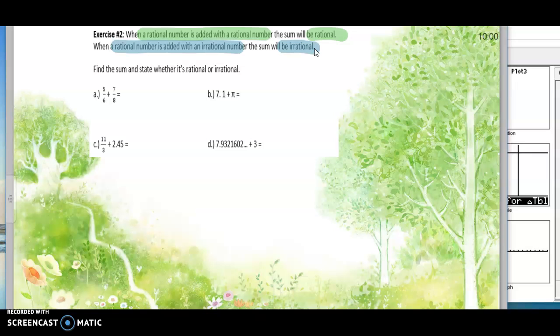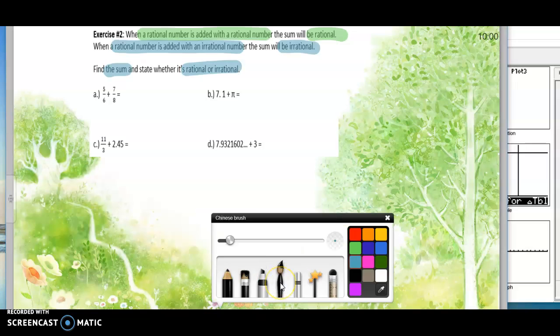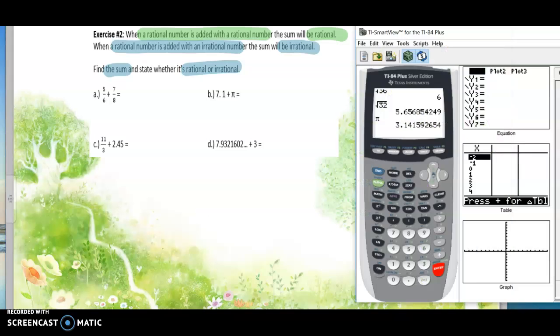So here we go with two fractions. We want to find the sum and state whether it's rational or irrational. Well, did you know that if you add two fractions, you're bound to get another fraction, okay? I'm not going to go through the process of creating common denominators and all that. So instead, I'm just going to show you how to do it with your calculator. So 5 divided by 6, that's the best or easiest way to write a fraction, plus 7 divided by 8.